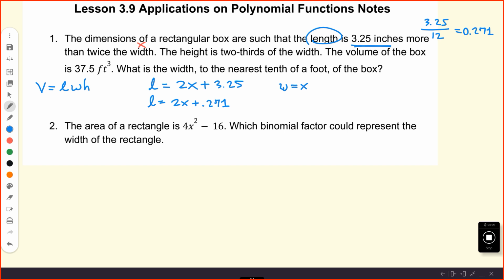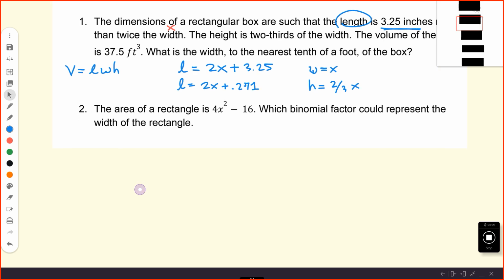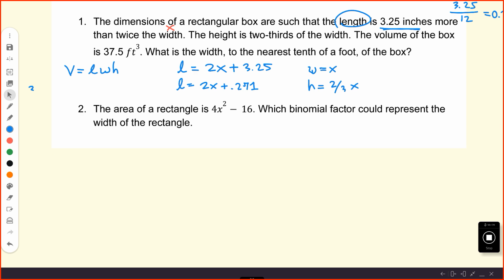And then the height, what is the height? That's 2/3 of the width, so 2/3 x. Okay, so this is the length, this is the width, and this is the representation of the height. So we can use all of these expressions, plug them into the formula, and then solve, right? We know the volume is 37.5, so 37.5 equals, then just copy all the factors. The length is 2x plus 0.271, the width is x, and the height is 2/3 x.